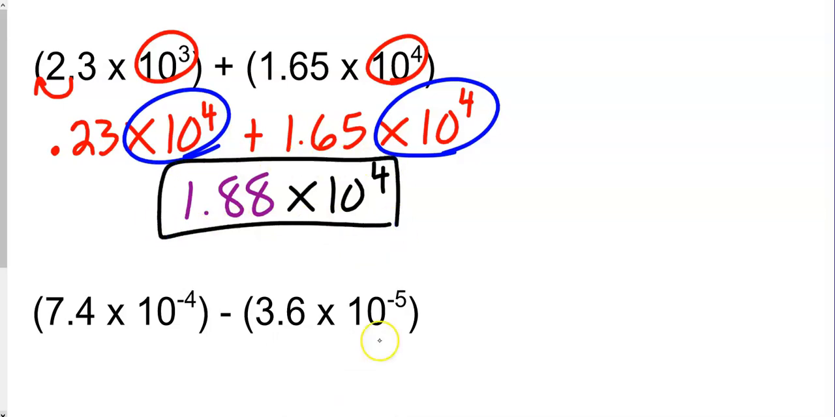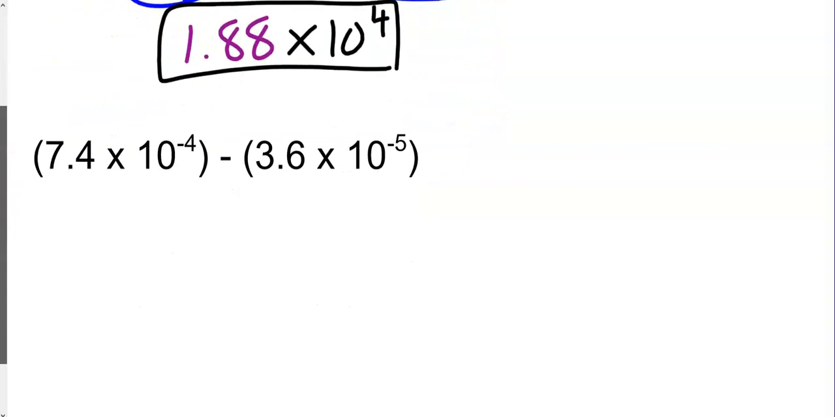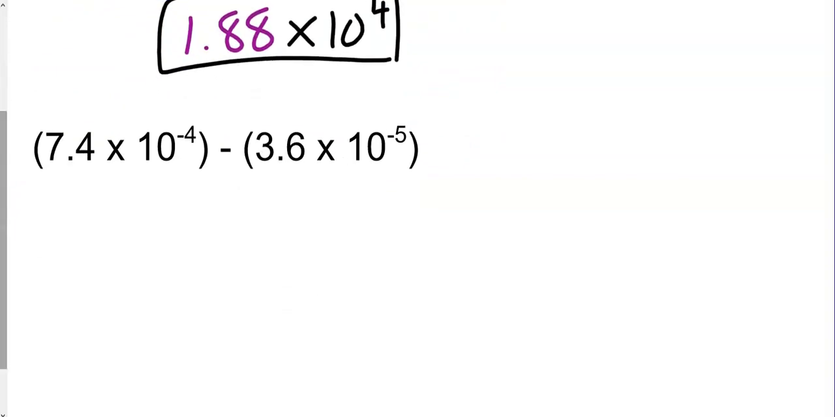And there it is. And of course, that is our answer because this number right here, the 1.88, is still a number that's between 1 and 10. If that number was not between 1 and 10, we would have adjusted it, okay? By moving the decimal to the left or to the right.